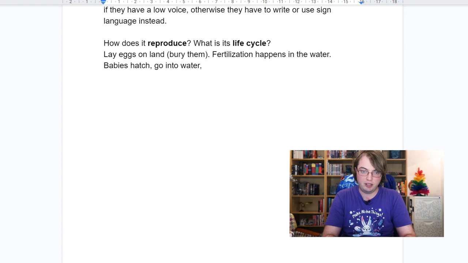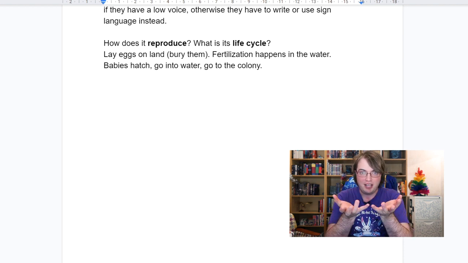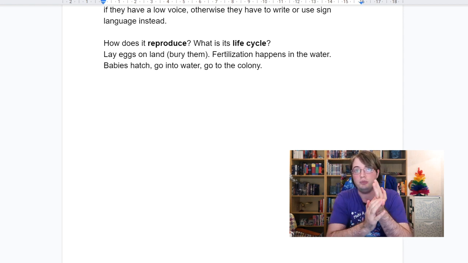Go to the colony. And here's the thing, because this means that these creatures are not overly fussed with their babies. They don't stay there and take care of them, which means that there are going to be a lot of babies, a lot of eggs, and it's going to be assumed that most of them are not going to make it back to their colony.